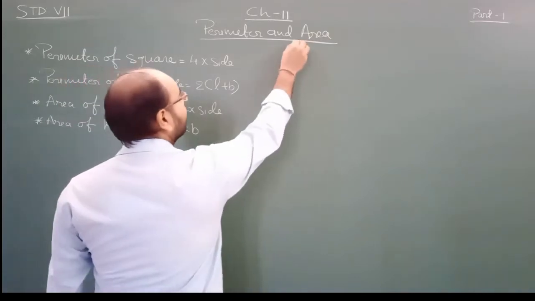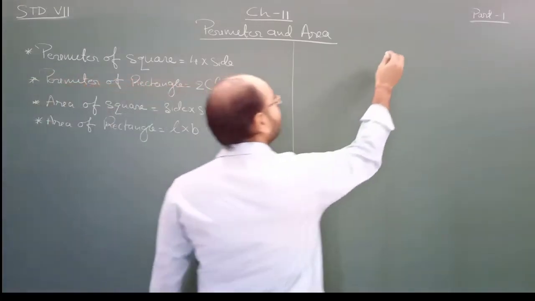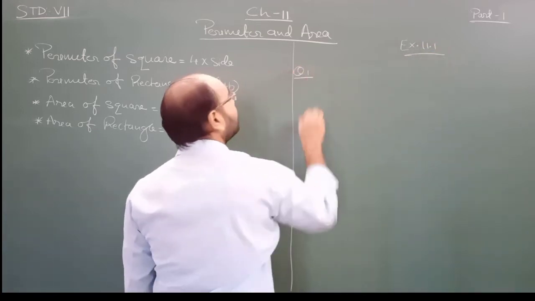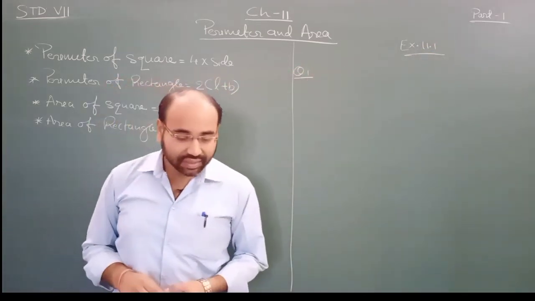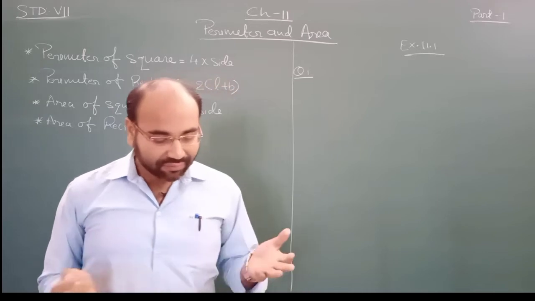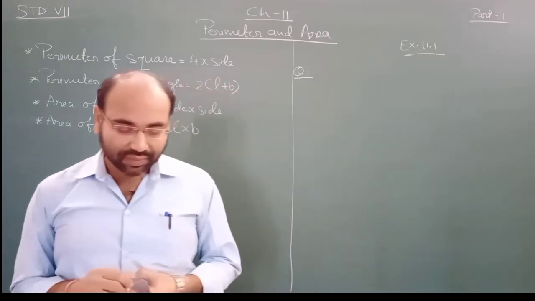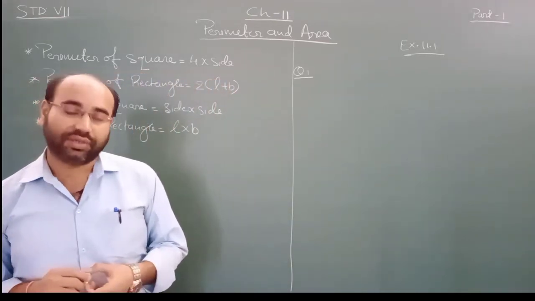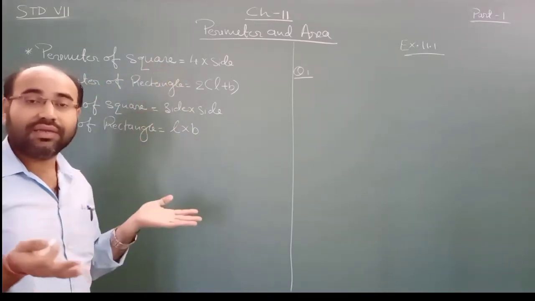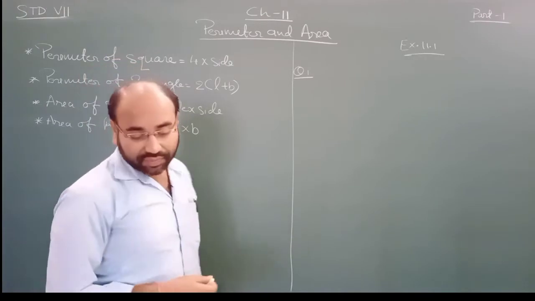So without wasting time, let us start with the exercise only, because there is not much explanation here. Exercise 11.1, question number 1, you can see in your textbook: the length and breadth of a rectangular piece of land are 500 meter and 300 meter respectively. Find its area. Find the cost of the land, if 1 meter square of the land costs rupees 10,000. Now, for square, what will the unit be? Meter, centimeter, kilometer, like that. But when we find area, the unit will become square. As here we have to find area.